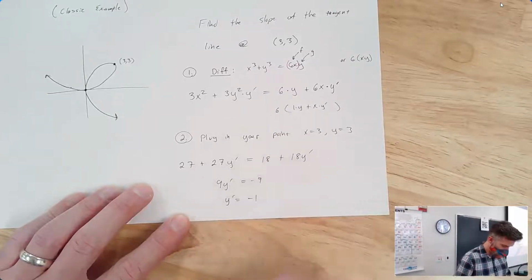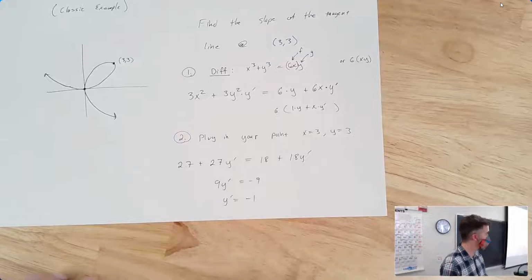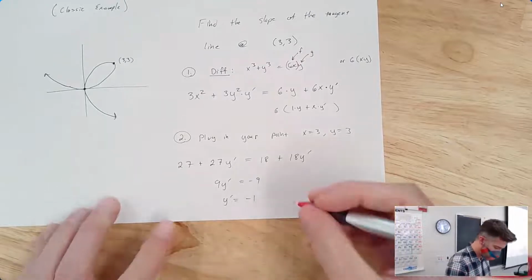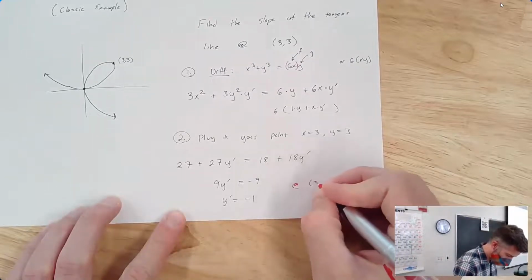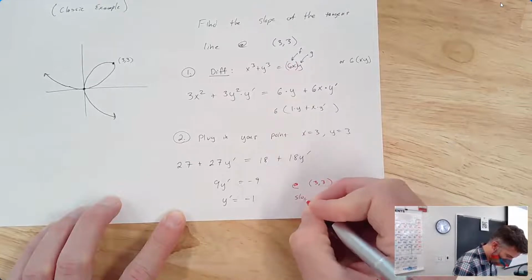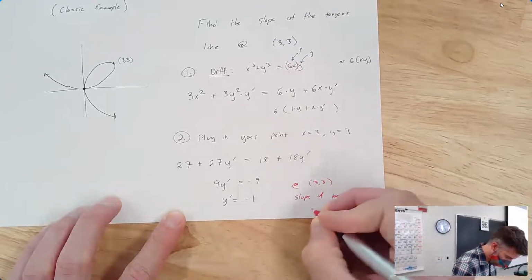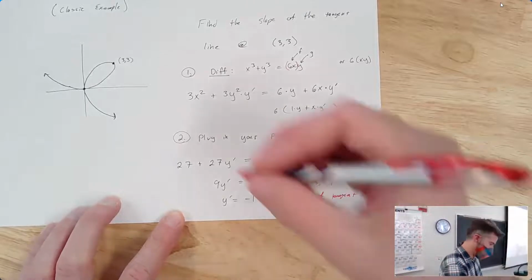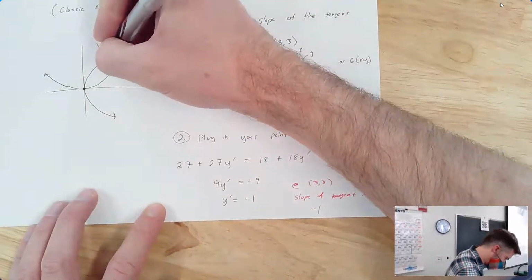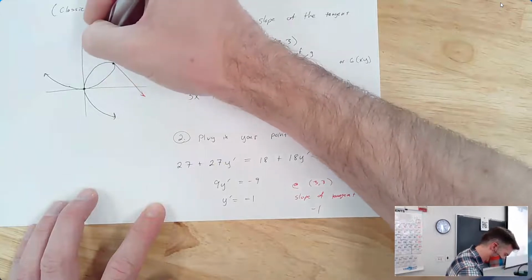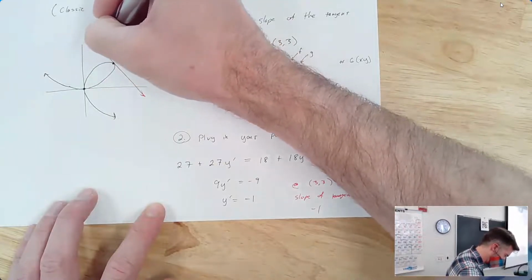So it looks like at the point 3, 3, the slope of the tangent line is what? Negative 1. So at 3, 3, the slope of the tangent is negative 1, which is totally backed up by my drawing here. If you tried to draw the tangent line there, it definitely looks like that slope is probably negative 1.